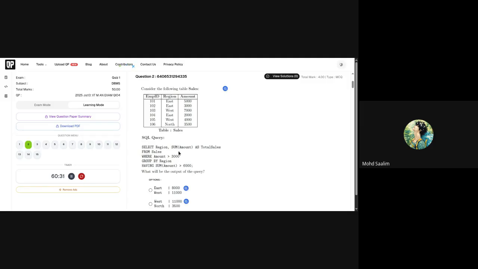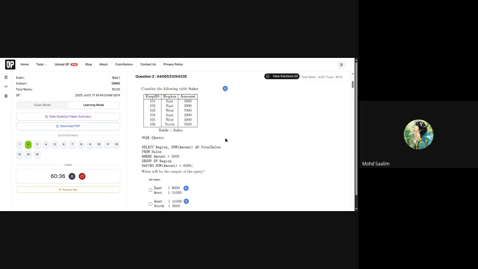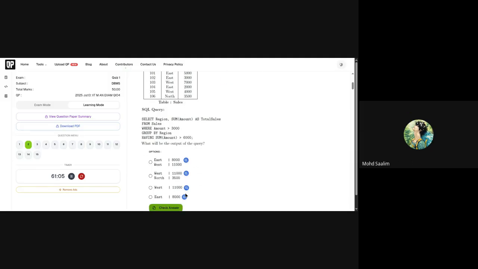So you can see we are using where and we are using having. We are making the groups after filtering out amounts greater than 3000. After making the group, we are filtering based on the sum of amount. What is the output? West 11,000, 8,000 and 1,000. Only West.